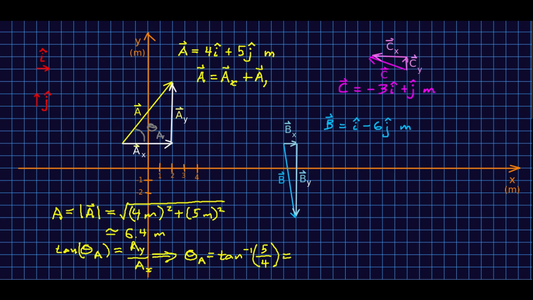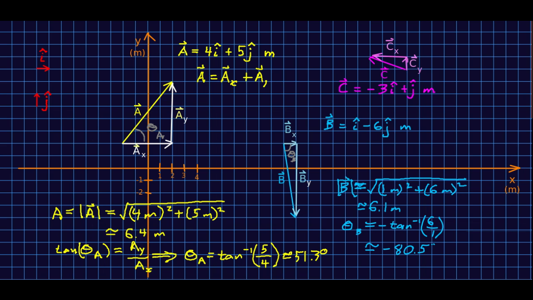And that's about 51.3 degrees. Let me just do that again with B. And then I'll define theta B to be here. So by convention, angles counterclockwise from the x direction are positive, and so this will be a negative angle by convention. And we're all done. Now we know both of these vectors in terms of their magnitudes and directions.